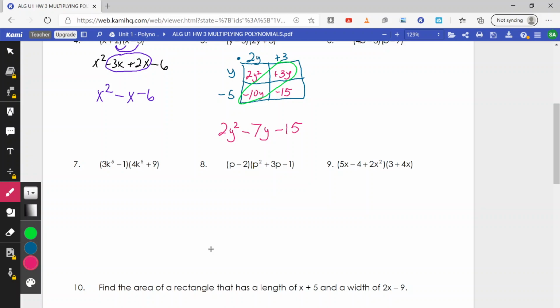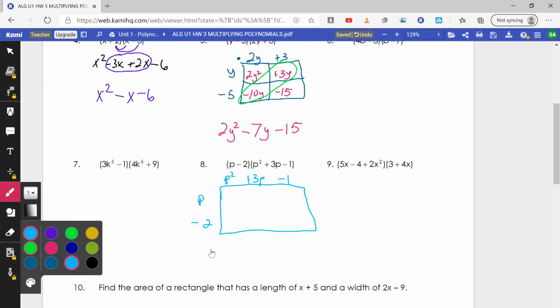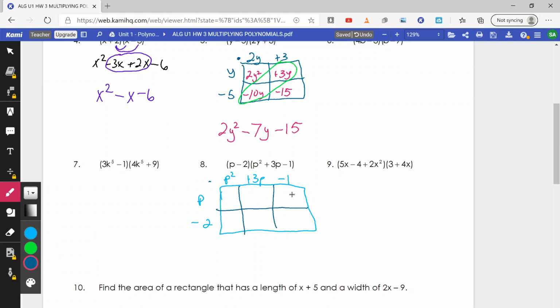Now we can use distribution or the box method. Sometimes the box method is a little bit nicer because you can see everything going on here. So if we use the box method, we're going to end up with a rectangular shape because we're really going to end up with 3 terms, in our case along the top, with 2 terms along the side. So p minus 2, and then we have p squared, positive 3p, with a minus 1 there. So we basically split it up, so I'm going to multiply p times everything up top, and the negative 2 times everything up top.